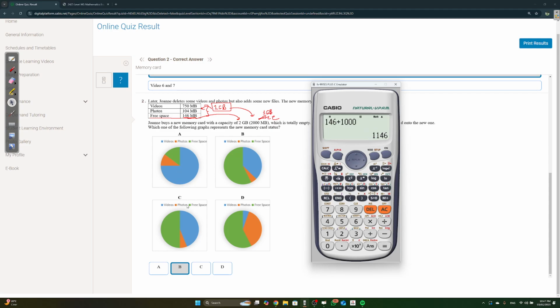So it's obviously not gonna be A or C. So it's gonna be either B or D. Let's see which one. Let's see videos now. Videos 750, photos 104. So obviously we're gonna pick part B, because here photos is way larger than videos, when we know that videos is way larger than photos.